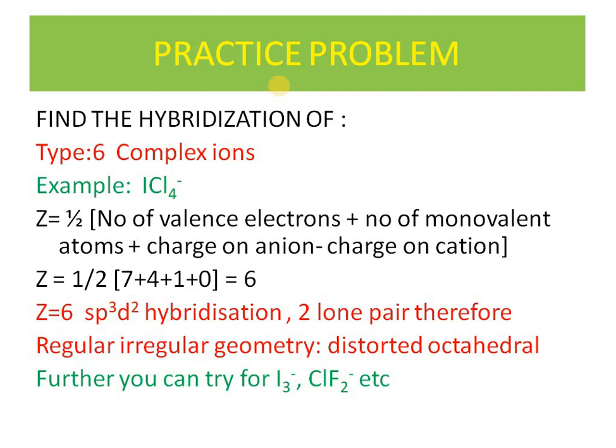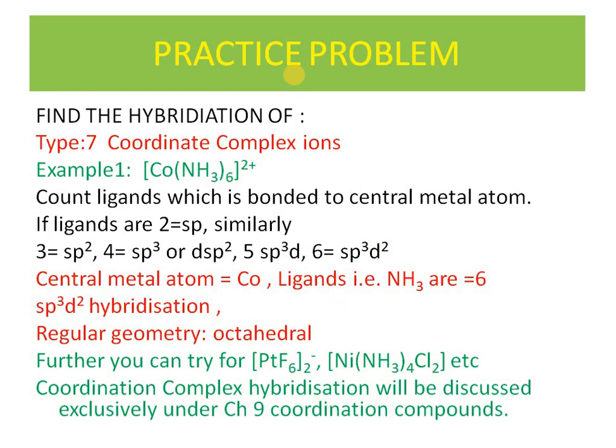Okay. Next, it is an irregular geometry, not regular. Irregular geometry, distorted octahedral. Okay. Now similarly, the hybridization of complex compounds, coordination complexes. This comes under chapter 9, coordination compounds. So far we can do a little, but we will do it in more detail in chapter number 9 also.